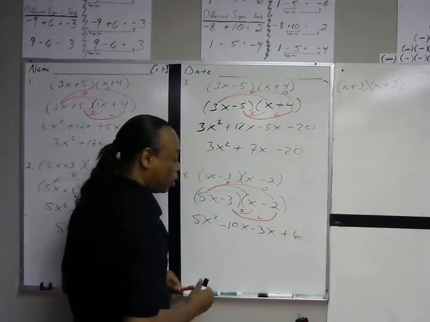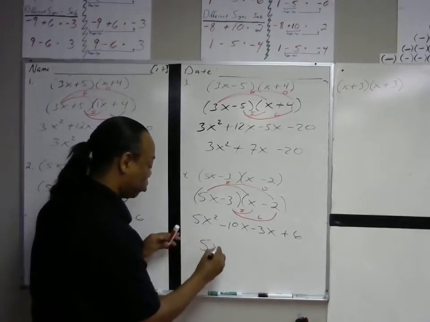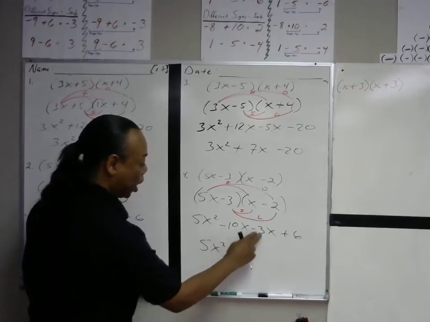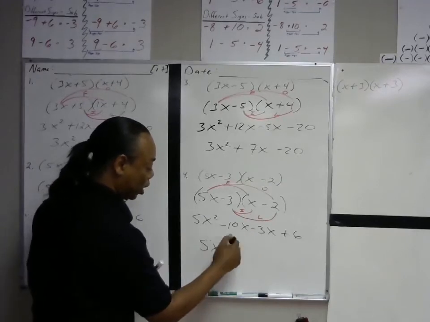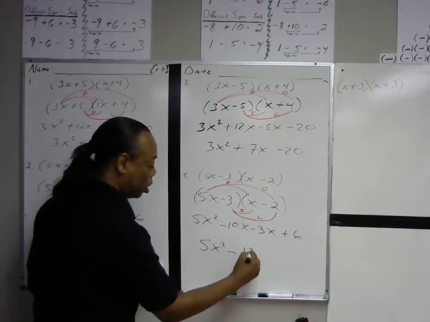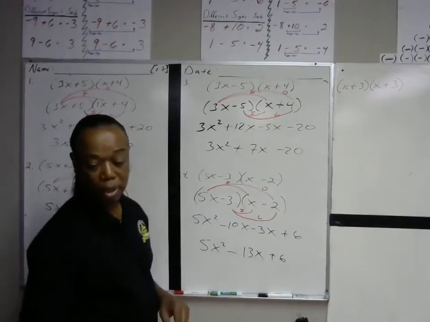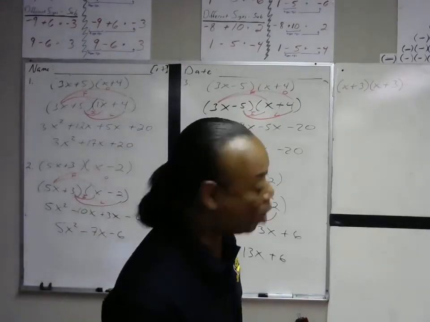Then collecting like terms, we have a 5x squared. And the bigger sign here between the x's is negative, so it'll be negative. And these are the same signs, so they'll add up to 13x, and then plus 6. And let's see if we can do this last problem here.